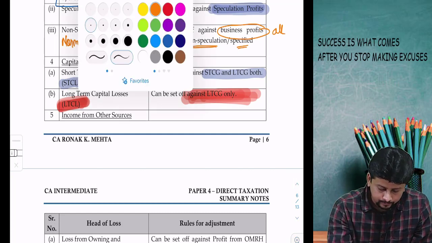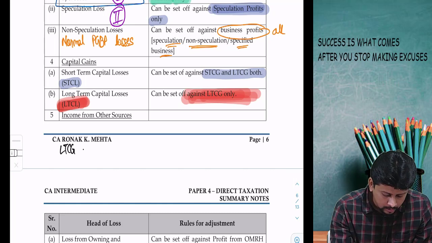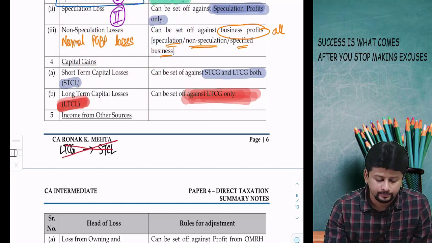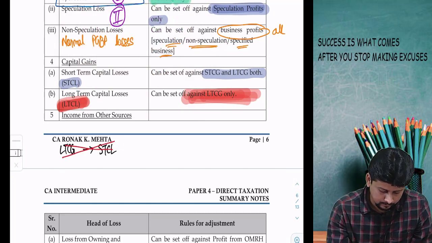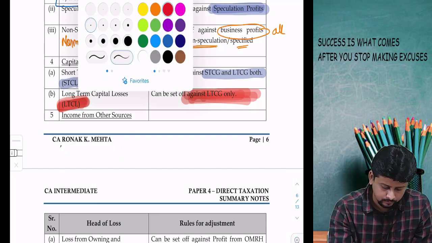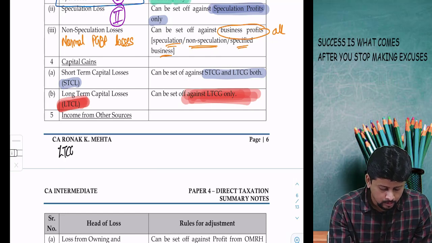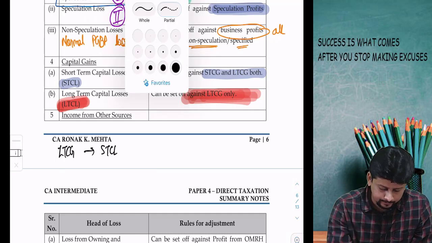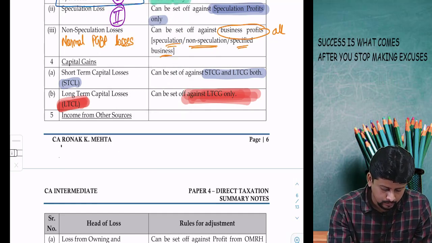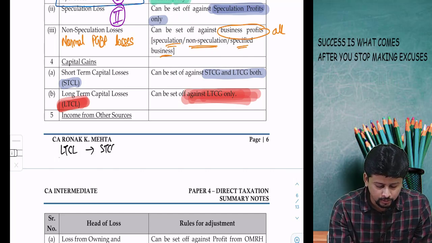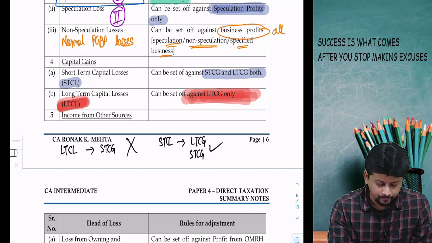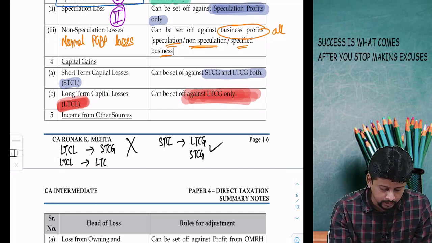That means, if you think like this, long-term capital gain against short-term capital loss, the answer is not possible. Sorry, long-term capital loss against short-term capital gain, not possible. Short-term capital loss against long-term capital gain or against short-term capital gain, very much possible. Long-term capital loss against long-term capital gain, yes, possible.